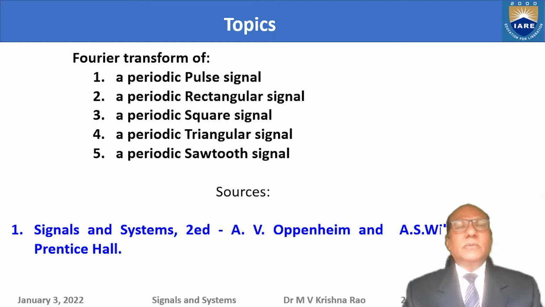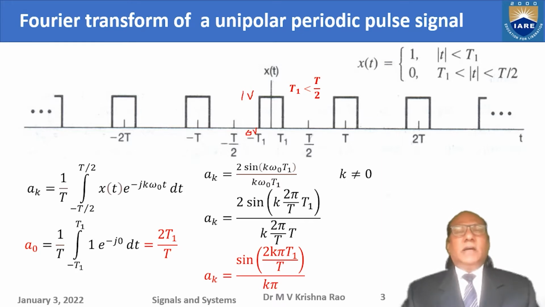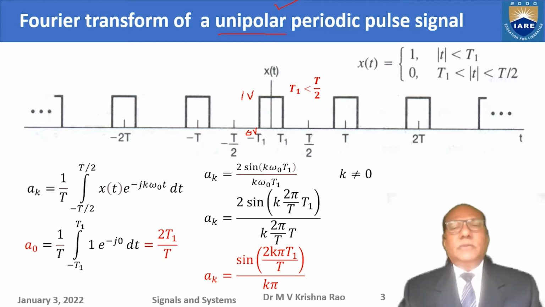So let us go to the first signal, that is the unipolar periodic pulse. Why I am calling this unipolar is the base level is 0 and let us say the amplitude is 1 volt. So between 0 and 1 the signal is varying. That is the reason we are calling this unipolar. If it is bipolar, it has both negative and positive values.